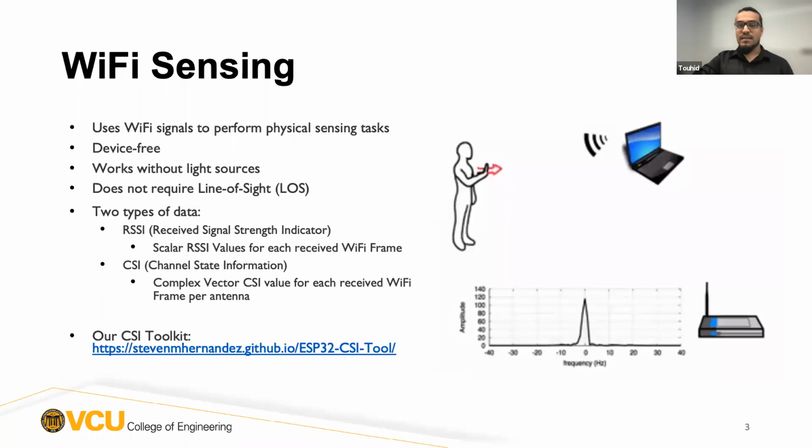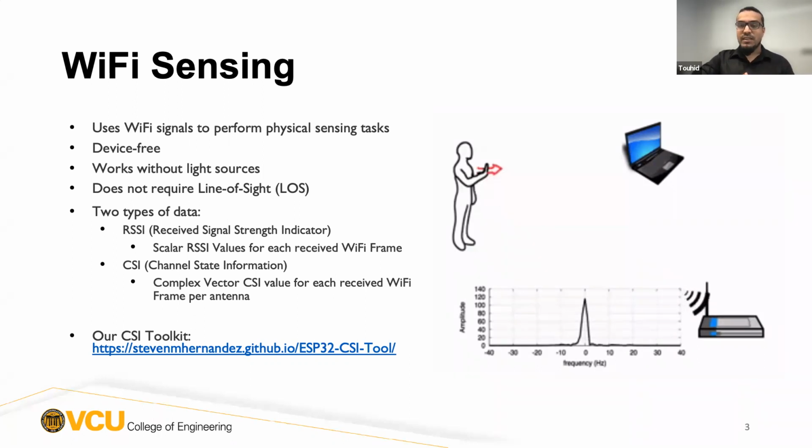What is Wi-Fi sensing? Wi-Fi sensing is a Wi-Fi signal analysis methodology that can be used to sense different environmental and physical attributes and actions. It is a device-free system, which in contrast to cameras and many other sensor-based systems can work without any light source and does not require any line of sight. That is, it can be performed even with solid walls in between the sensors and the targets.